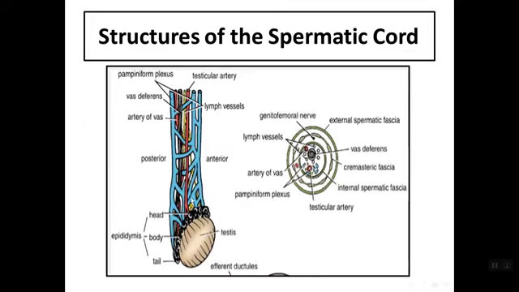These are the structures we can see here. This is the testicular artery. In blue is the Pampiniform plexus and other structures. These are the covering layers. The outer one is the external spermatic fascia, then the cremasteric fascia, then the internal spermatic fascia, and these are the structures: the vas deferens, testicular artery, Pampiniform plexus, lymphatics, and nerves.